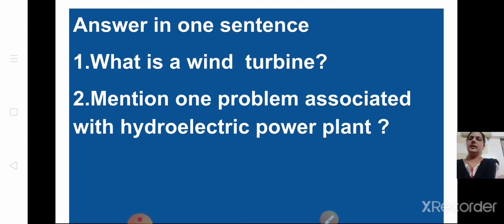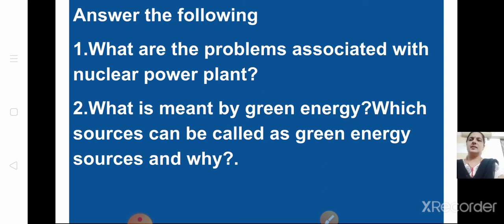You can get answer in one sentence, but options will be given. What is a wind turbine? Mention one problem associated with the hydroelectric power plant. Like this, answer in one sentence. You will have three options, you have to choose from this. Then you can get answer the following, you will not have any options. What are the problems associated with nuclear power plant? What is meant by green energy? Which sources can be called as green energy sources and why?